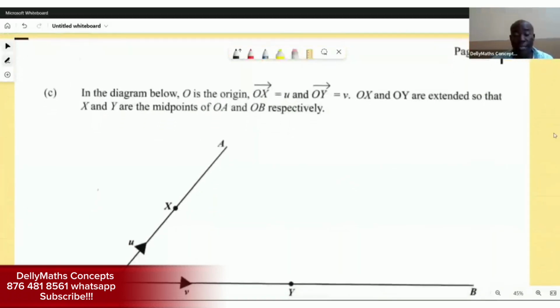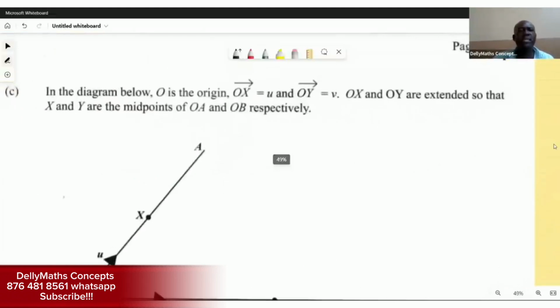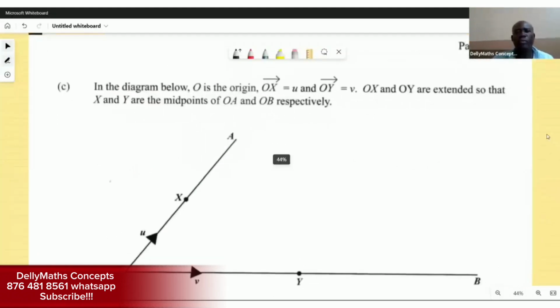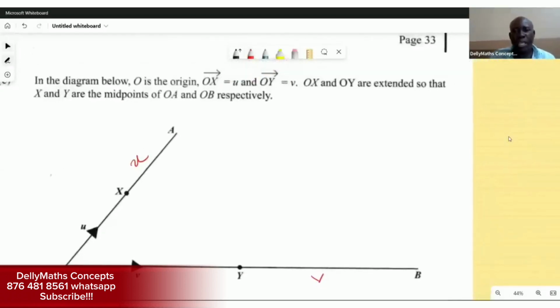Let's jump into the vector questions. There's nothing sweeter than some vectors, right? It says in the diagram below, O is the origin, OX is u, and OY is v. We're looking at O to Y, O to X. They gave us those. OX and OY are extended so that X and Y are midpoints of OA and OB. So I'm now told that X is the midpoint of that, so I'm going to put u here, and Y is the midpoint of OB. That means I can put v there. Midpoint is the middle, so I can put the other half on the other side of them.